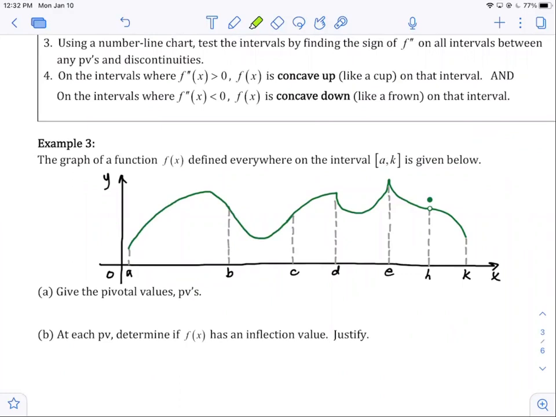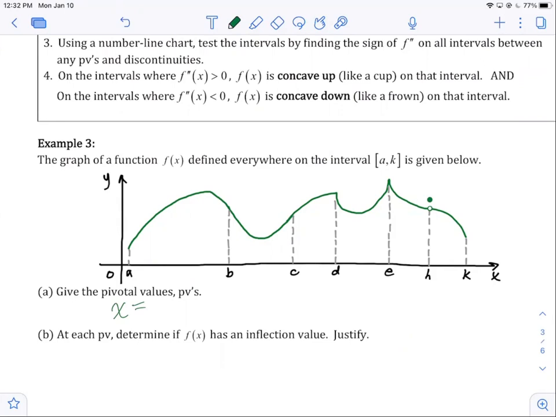We could see things. The graph of the function f is defined everywhere on the interval from a to k. All right. Go ahead and list the pivotal values. Well, if we have a graph, we could just look at it. A pivotal value is where the second derivative is 0 or undefined. And they're marked conveniently at the important values. They may be pivotal, they may not be.